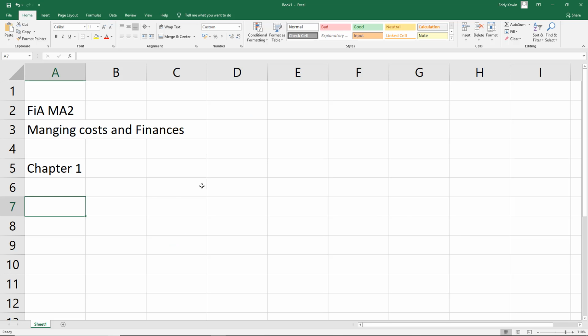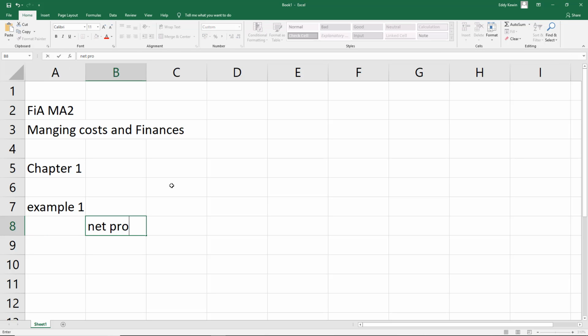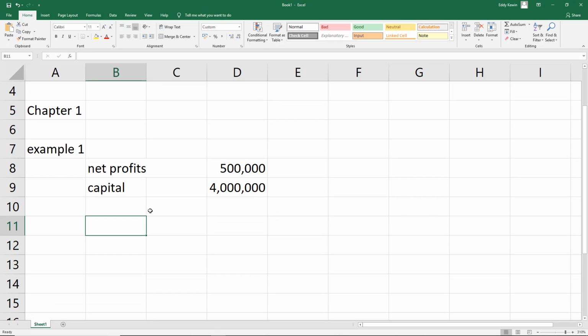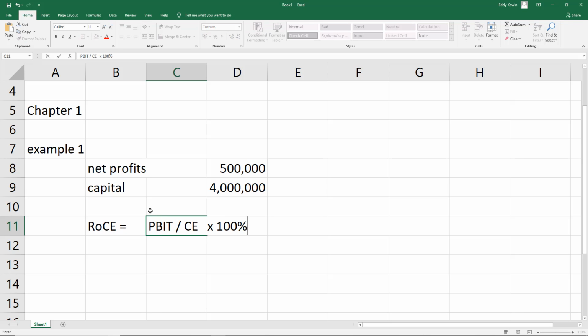So if I jump through into my spreadsheet, example number 1 from within your packs says Druid PLC has got net profits of 500,000 and uses capital of 4 million. So I'm going to just put down net profits of 500,000, and then capital that I've employed, which is going to be 4 million. What that now means is I can calculate my return on capital employed as being the profits, so it's going to be PBIT, all divided by capital employed multiplied by 100%.